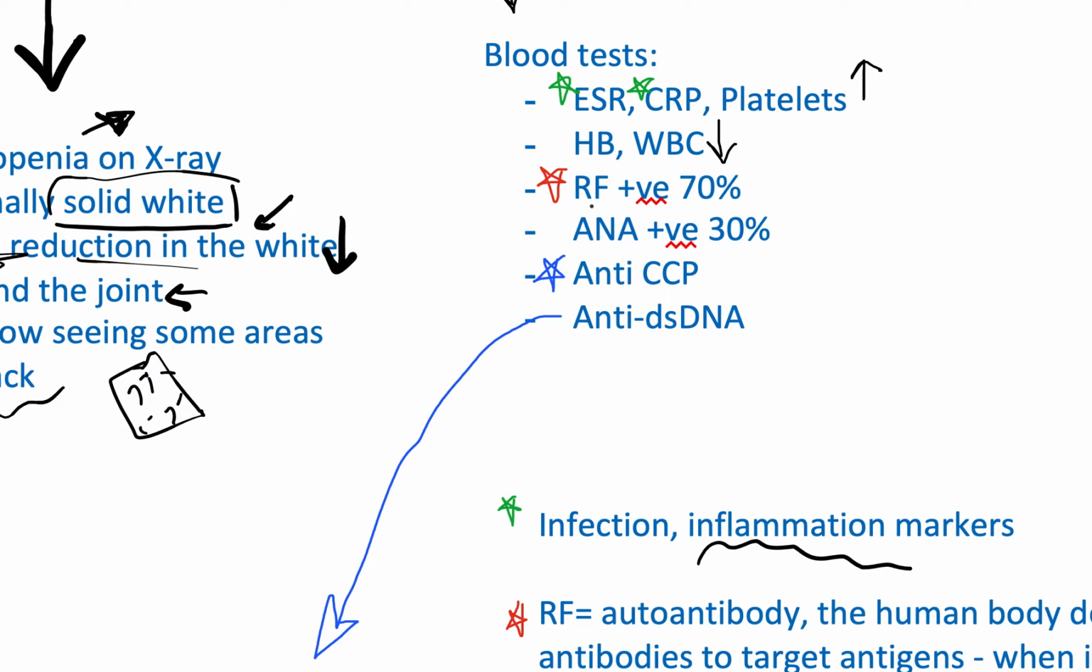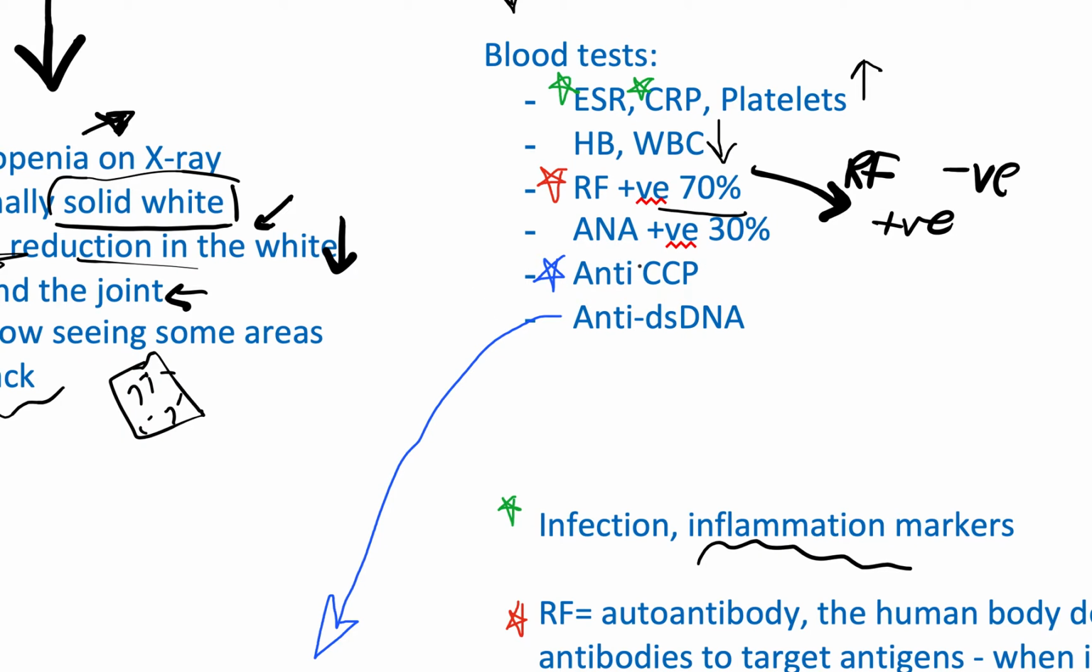Now, you will then have rheumatoid factor positive autoantibodies, which are positive in 70% of the cases. So you will not always get a positive rheumatoid factor. In fact, sometimes the rheumatoid factor can be initially negative and then positive afterwards. And this occurs in 70% of the patients. You can also get anti-nuclear antibodies, and these are positive in 30% of the cases.